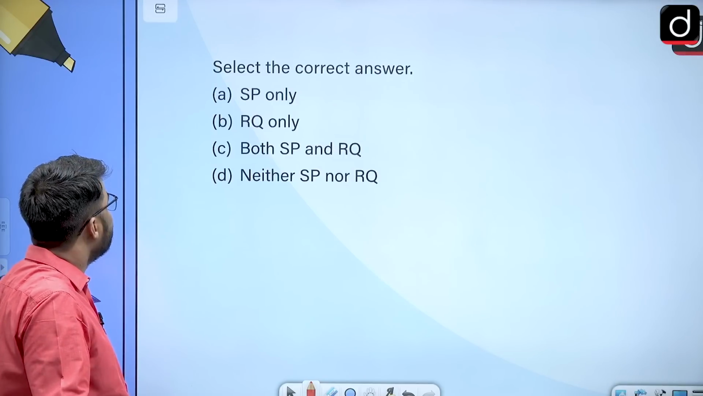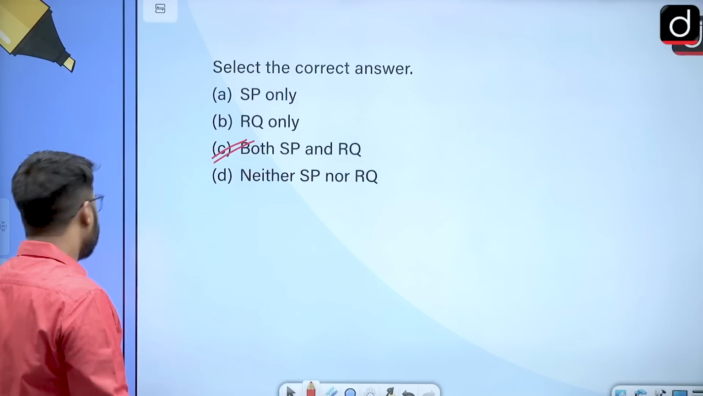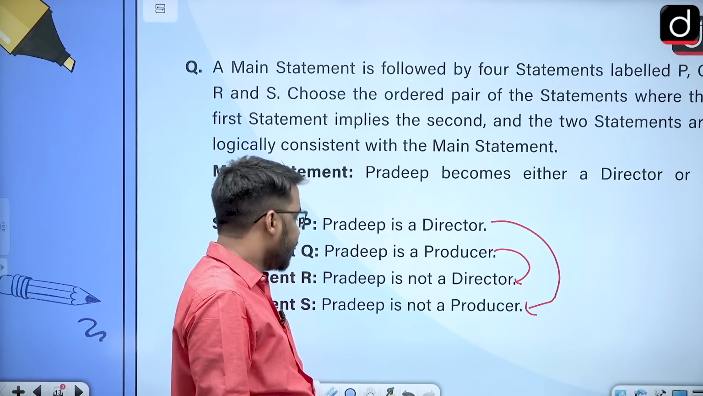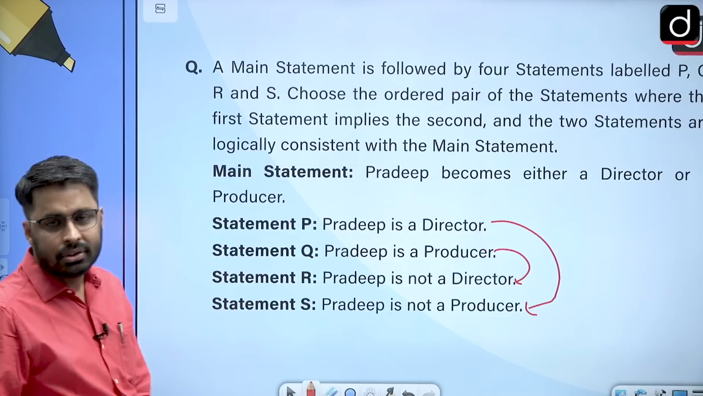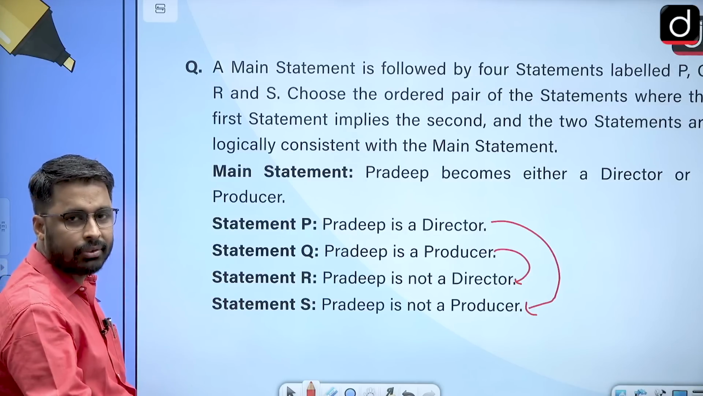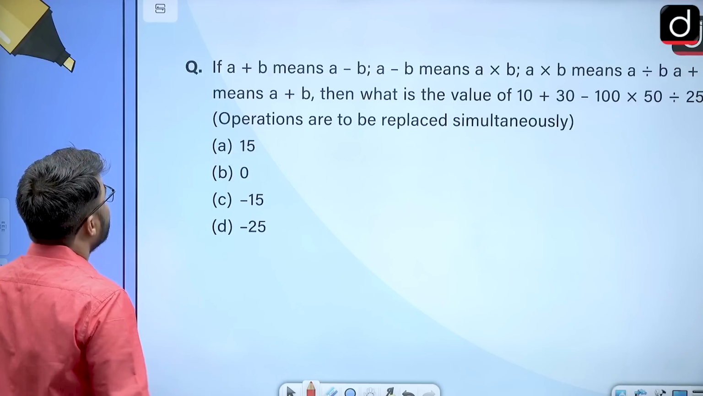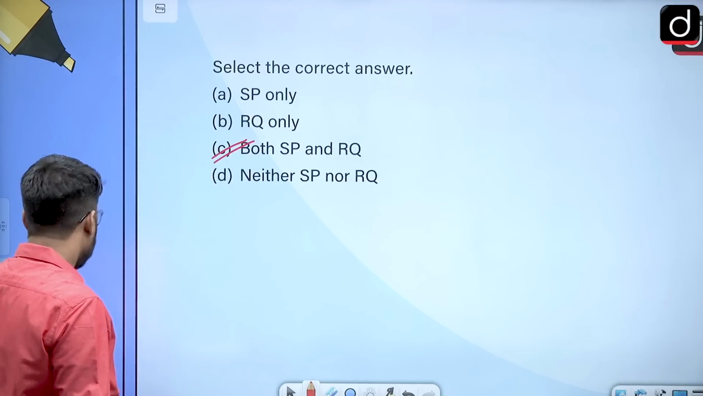Right? So both S and P, and R and Q. See, if S says Pradeep is not a producer, that means Pradeep is a director. So S and P. If Pradeep is not a director, then Pradeep is a producer. R and Q. Right? So that will be correct. Alright. Next one. So there your answer was C.